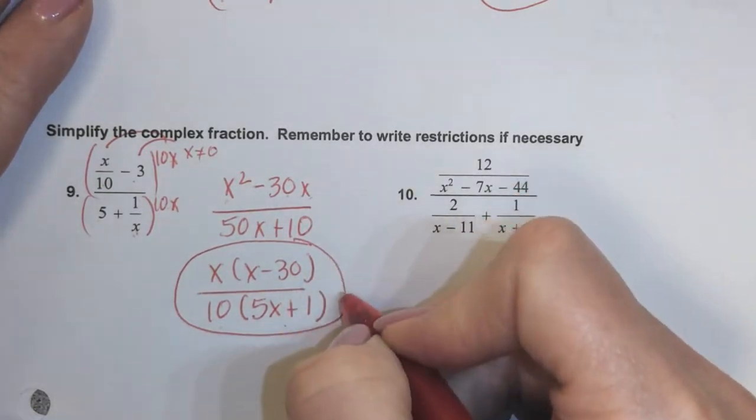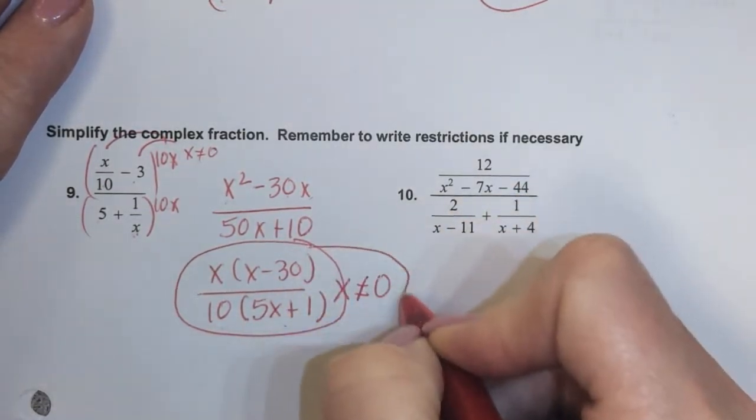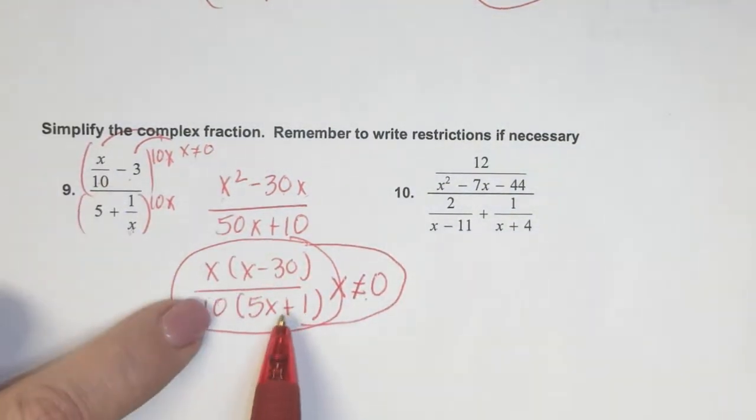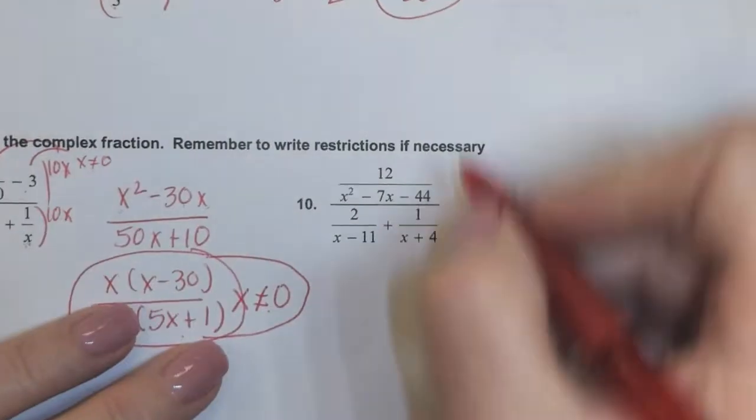So I would say this is my answer, but I would also have to make the restriction that x cannot equal 0. Because back here, that was my domain, but that's not my domain here. Here, I'm saying the domain would be x not equal to negative 1/5. All right, let's look at the next one.